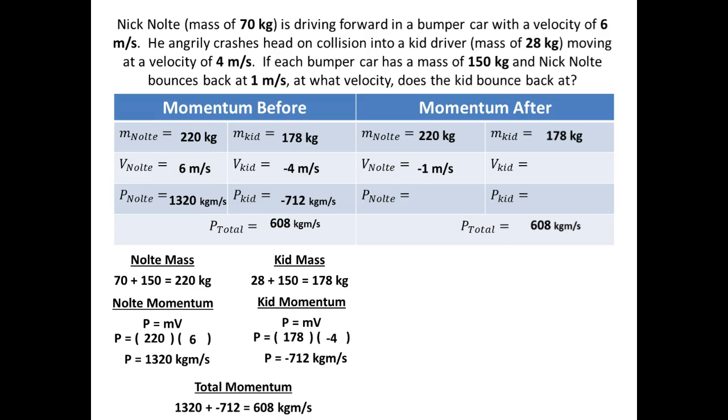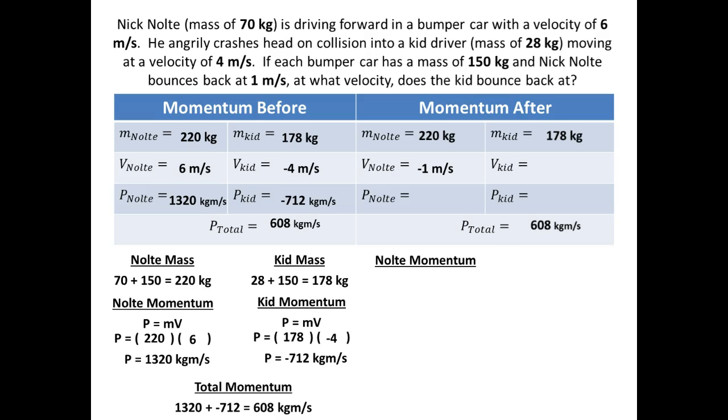In this case, in Nick Nolte's column for after, we have 220 kilograms and -1 meters per second. So I can calculate Nolte's momentum. Label it every time. It will really help you keep all these little calculations organized. We're not dealing with things like the kinematics where we have one big calculation. We have a lot of little calculations here.